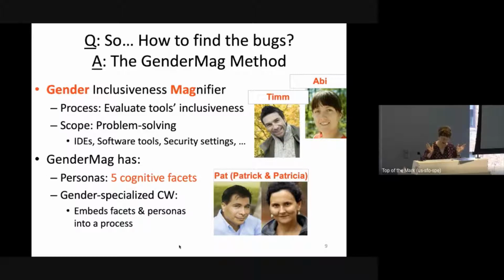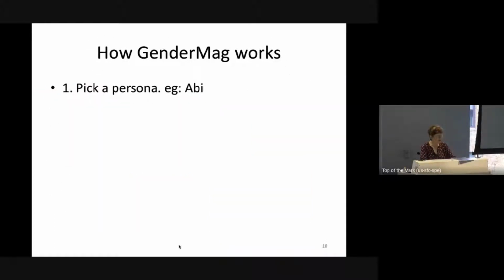And as I said, it's all based on cognitive styles that are favored by various people, and these tend to cluster statistically by gender. And then there is a gender specialized cognitive walkthrough, which is a really long-standing evaluation method, and it brings together the facets, the personas, and the process into one thing. So how do you do it? Well, you start by picking a persona. I pick Abby, okay, done.